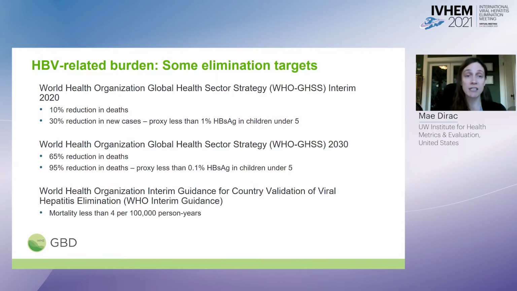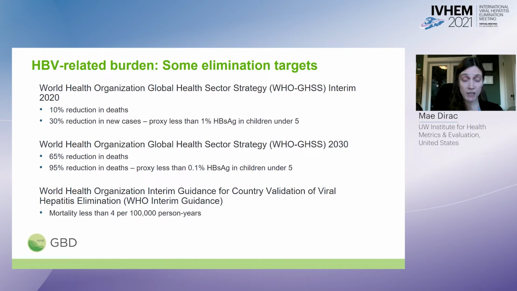The elimination targets I will be discussing today in comparison to our estimates of hepatitis B burden are interim targets for 2020 described in the World Health Organization Global Health Sector Strategy on Viral Hepatitis, which include a 10% reduction in deaths by 2020 relative to the baseline in 2015, and a 30% reduction in new cases, for which a very common proxy measure is a less than 1% HBsAg seroprevalence in children under 5.